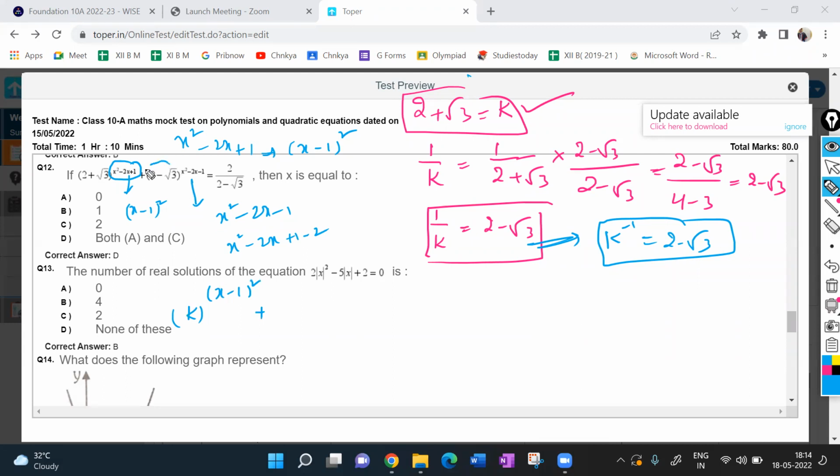Plus, and this whole term can be written as what, beta? K inverse to the power of x square minus 2x plus 1 minus 2, right? So let it be as it is. Now you will understand. Look at this. I'm not talking about RHS, I'm talking about only LHS. So this is a very wonderful question, very interesting question.